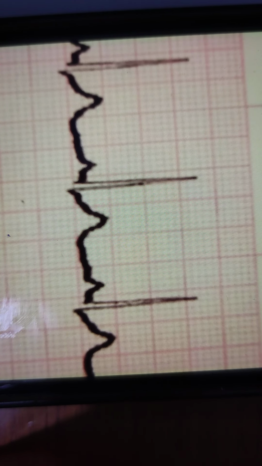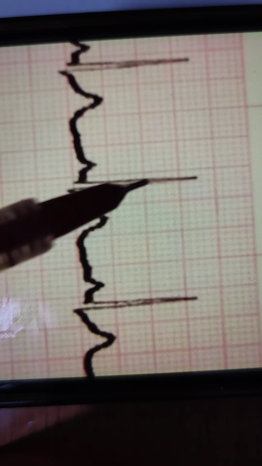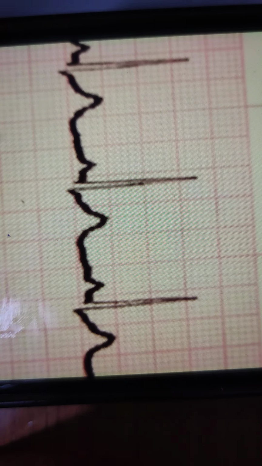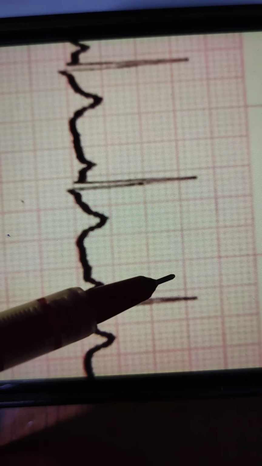So add the number of boxes, and then you're going to do 1500 divided by the number of small boxes between two RR intervals. This will give you the heart rate. Remember, if you are using the small boxes, you have to divide 1500 by the number of small boxes between two RR intervals.